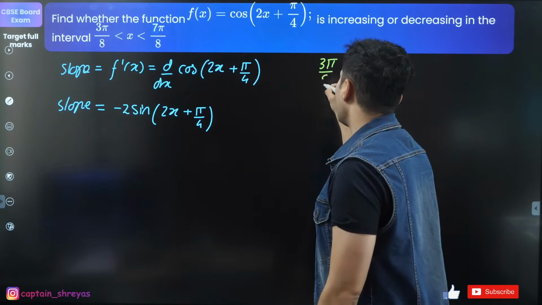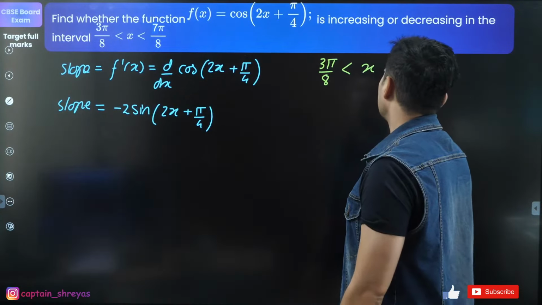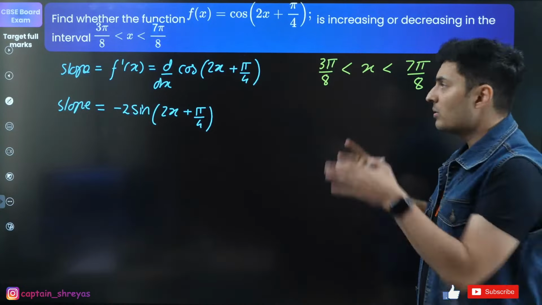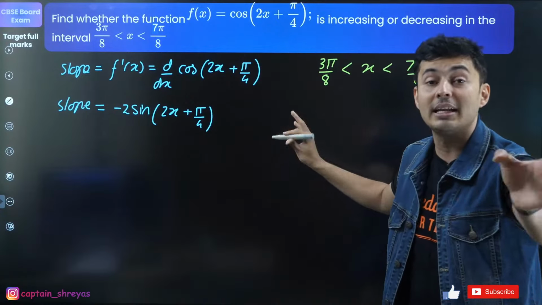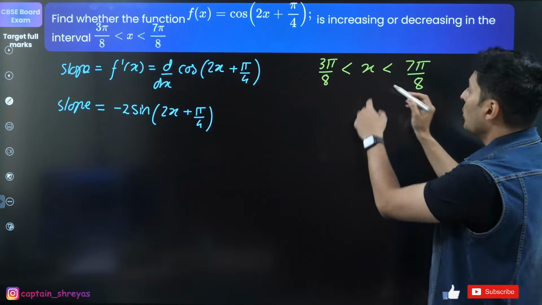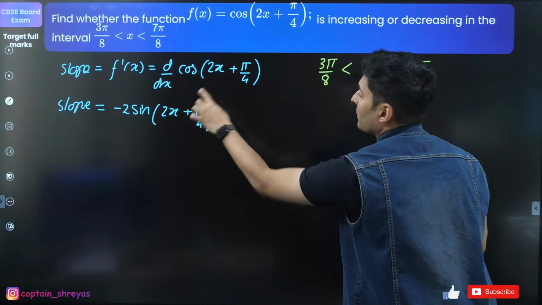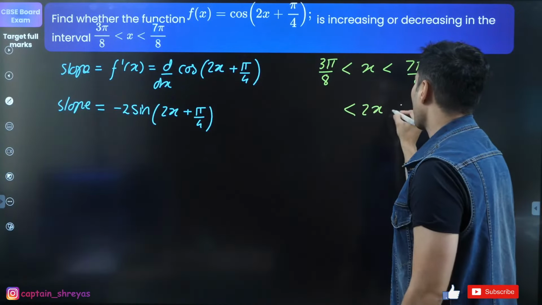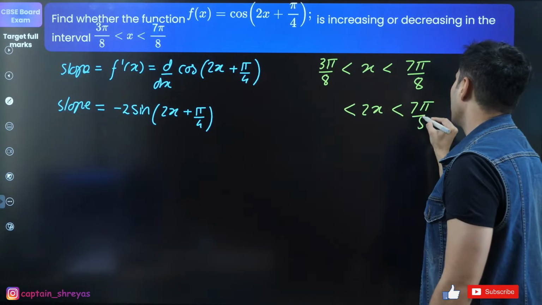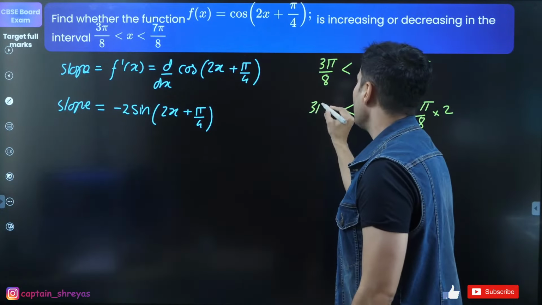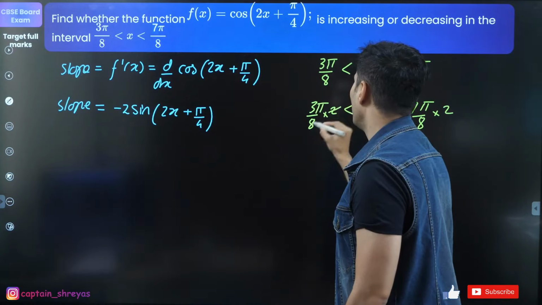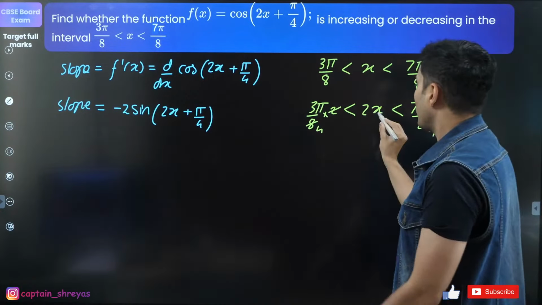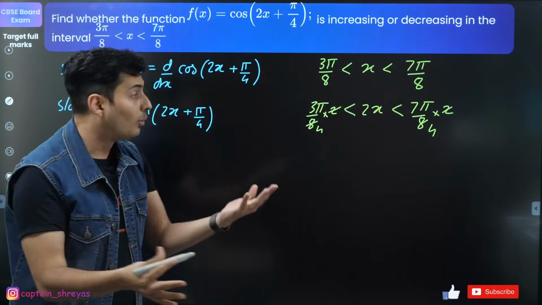3 pi by 8 is less than x is less than 7 pi by 8. There is a simple technique which I'll teach you, which will help you solve these kinds of complex trigonometric inequality based questions. Try to modify the x into this form. How? Multiply this with 2. So this will become 2x. This 7 pi by 8 will get multiplied by 2, and this 3 pi by 8 will also get multiplied by 2. 2 gets cancelled with 8, becomes 4. So I got 2x. Now add pi by 4 on both sides.